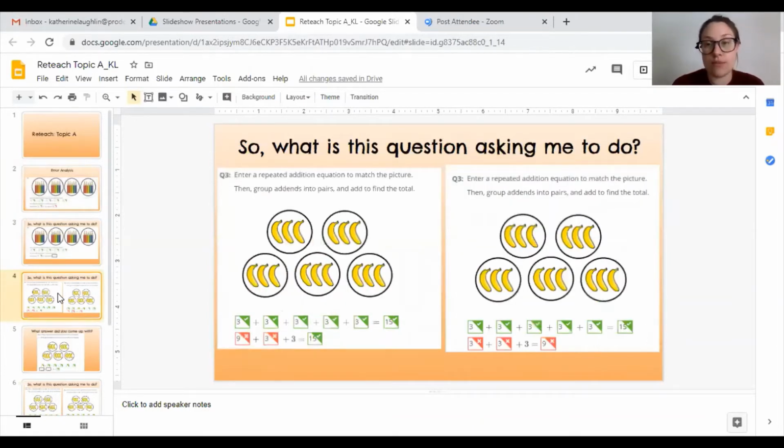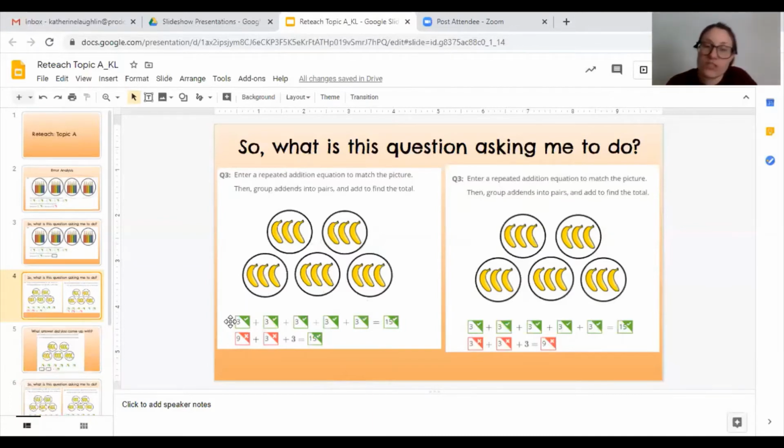The third problem on the quiz was probably the most challenging for people. Again, the repeated addition equation was not the problem. You guys did a great job filling in the repeated addition. So we knew that looking at the picture, there's 1, 2, 3, 4, 5 groups with 3 bananas in each group. So the repeated addition would be 3 plus 3 plus 3 plus 3 plus 3 equals 15.